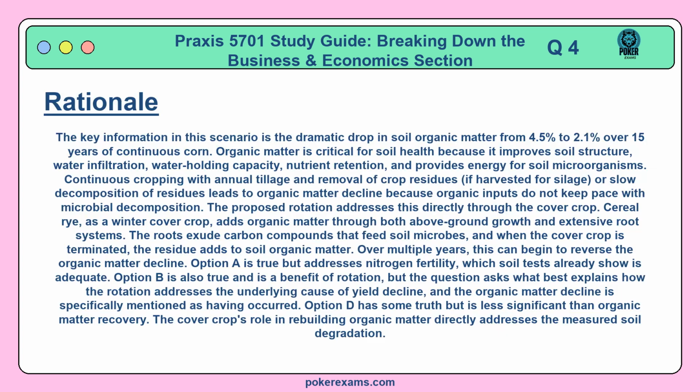The key information in this scenario is the dramatic drop in soil organic matter from 4.5% to 2.1% over 15 years of continuous corn. Organic matter is critical for soil health because it improves soil structure, water infiltration, water holding capacity, nutrient retention, and provides energy for soil microorganisms. Continuous cropping with annual tillage and removal of crop residues, if harvested for silage, or slow decomposition of residues, leads to organic matter decline because organic inputs do not keep pace with microbial decomposition.